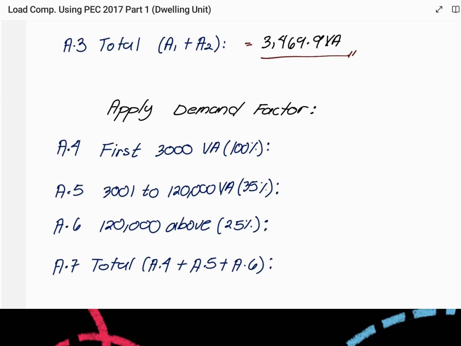Now let's apply this process to our load computation. Here at 8.4, let's input the first 3,000 VA. Okay, next. At 8.5, input the remaining power. So the remaining power would be 469.9 VA only.